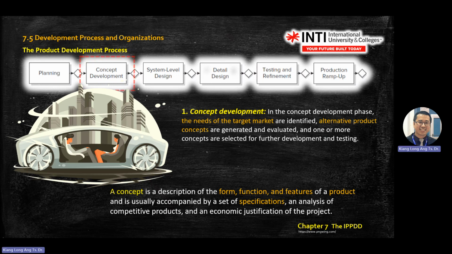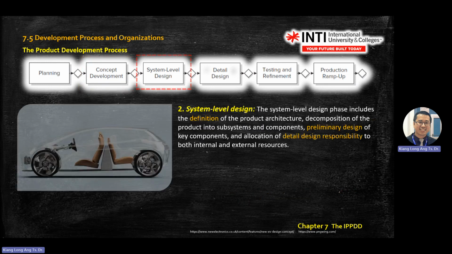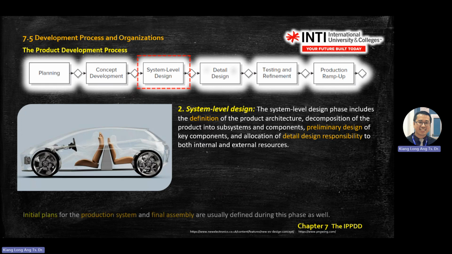For example, EV in the early days, they came up with a concept car, right? System level, you start to look into more detailed parts. For example, the EV car, you start to look at the size of the wheel, the seats, whether facing front or facing back, and so on.